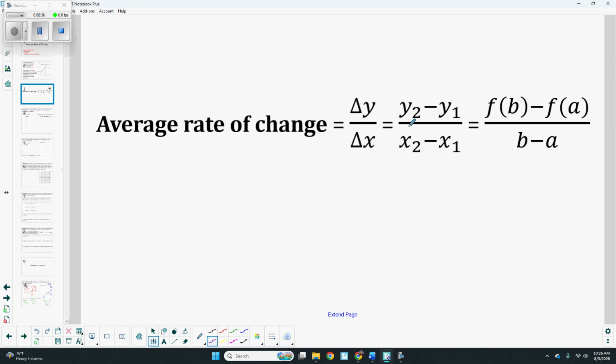So we're going to find it the same way we would have found the slope of a straight line, right? Change in y over change in x, y2 minus y1 over x2 minus x1. And the way we could also think of it now is the y values are written as functions. So f of b minus f of a are the y's, and then the b and the a are the x's. They're using a and b to represent the two numbers in our interval.